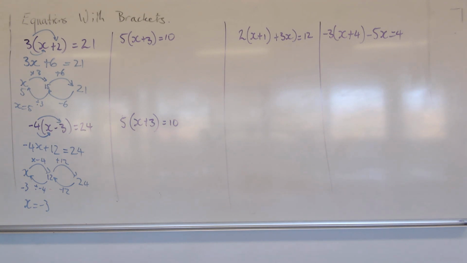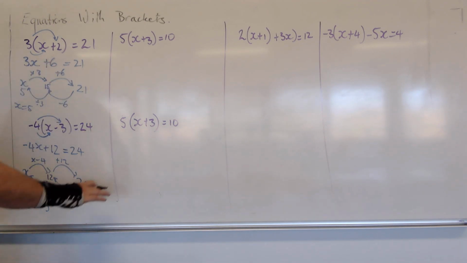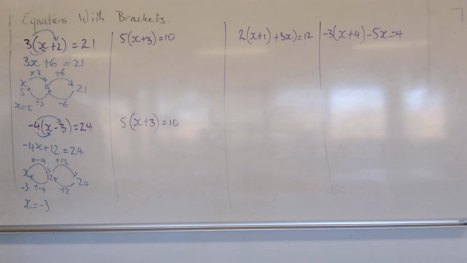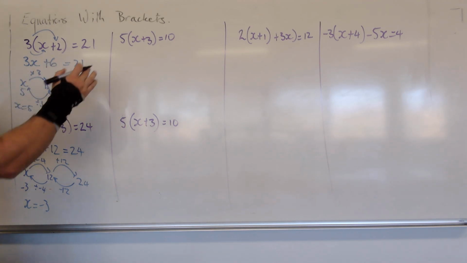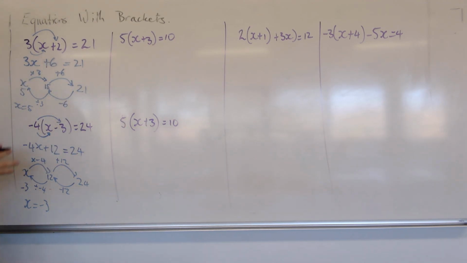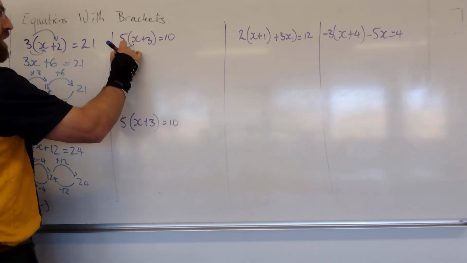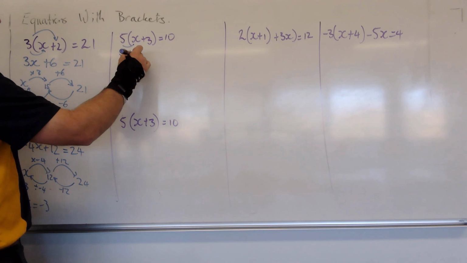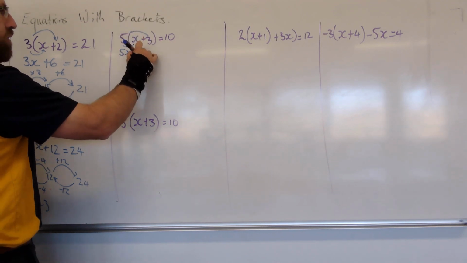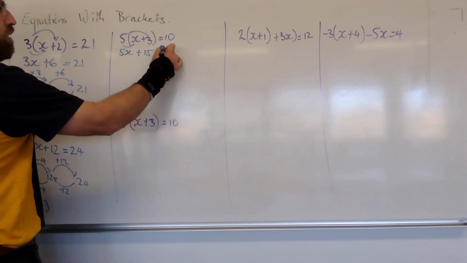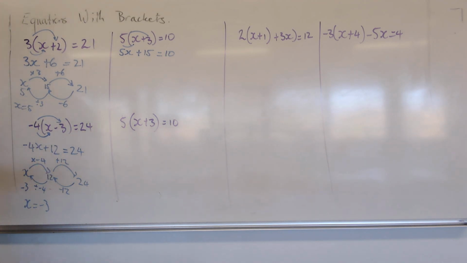Okay? So this next one, I'm going to show you a couple of different ways to do it. Okay? So the first way is exactly what we've been doing. So we're going to multiply out. So we're going to go 5 times x gives us 5x. 5 times 3 is 15. Okay, equals 10. Remember, we've done this expansion before. We then do the story of x.